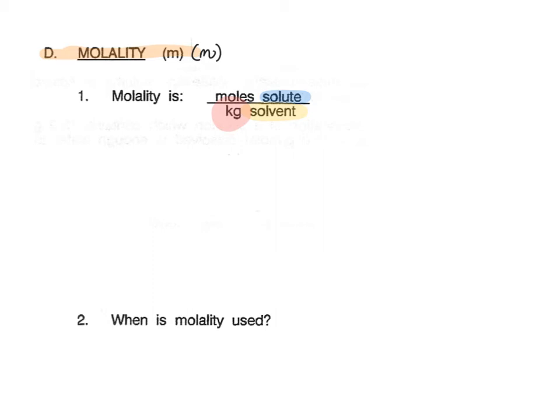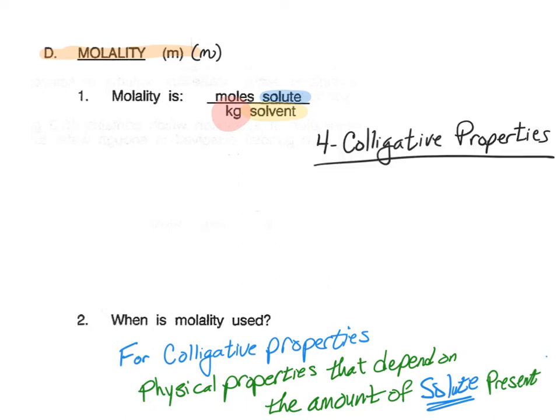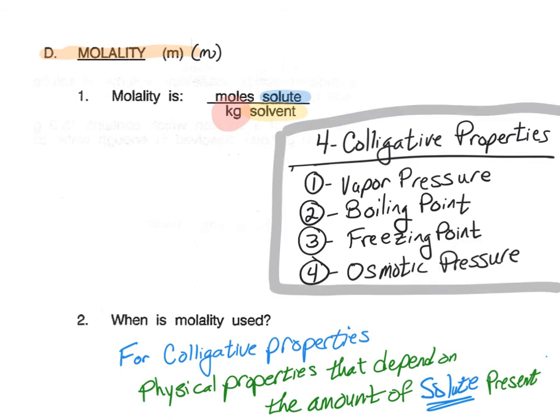And when is molality used? Molality is used for something called the colligative properties. The colligative properties are physical properties that change depending upon the amount of solute present in the solvent. So the more particles there are, the bigger the effect it has. We'll be talking later about those colligative properties, but for a moment you just need to know there are 4 colligative properties that we focus on in this class. And they are vapor pressure, boiling point, freezing point, and osmotic pressure.